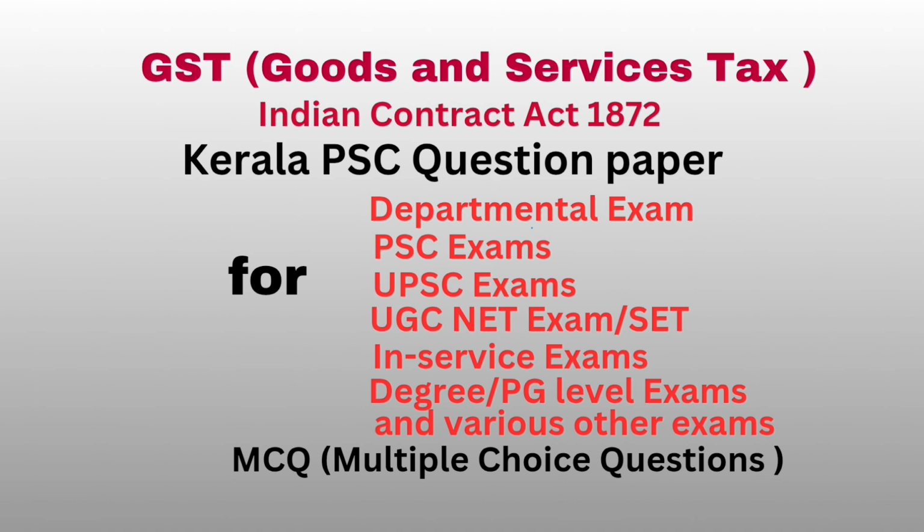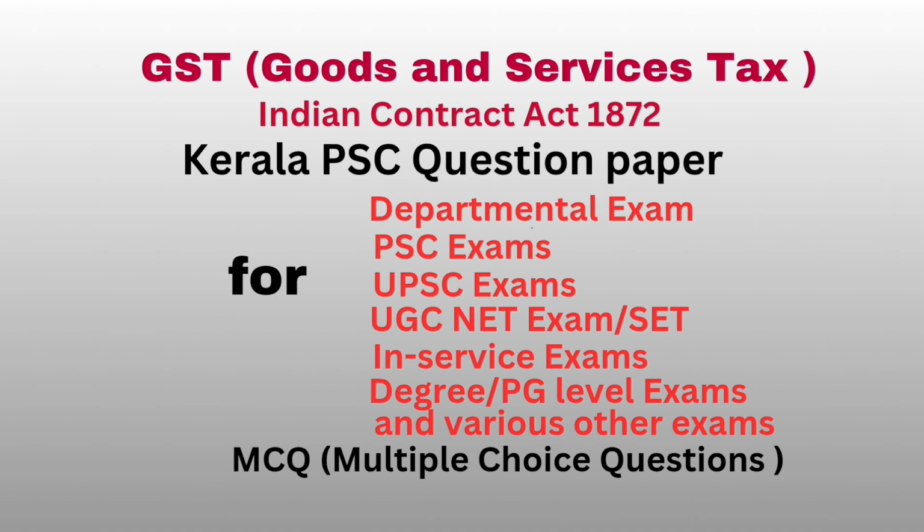Question number 15. A supplier is liable to register under the CGST Act in a state or union territory other than special category states if his aggregate turnover in a financial year exceeds dash. Answer: 20 lakh.